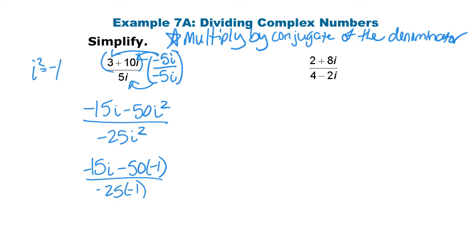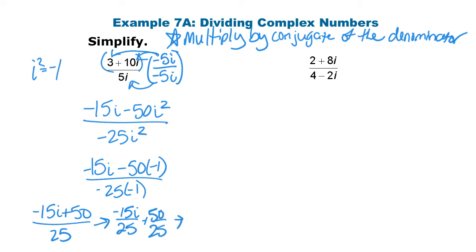And I keep simplifying. I'm going to go over here so I have more room. I have all these negatives I've got to be careful with. Okay, and now this whole thing is being divided by 25. So each term is really being divided by 25. And this simplifies to negative 3/5 i plus 2.